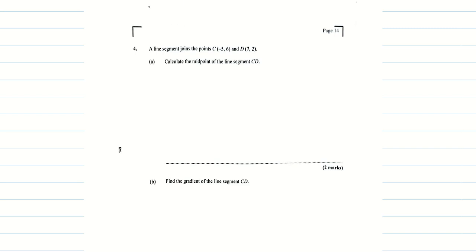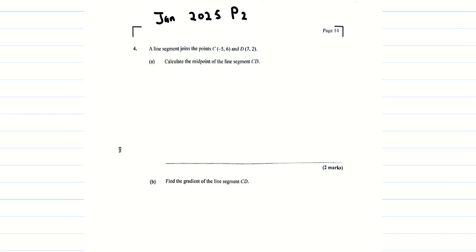Hi, good day everyone. So today we'll be doing January 2025 paper number 4. Now number 4 says a line segment joins points C and D.